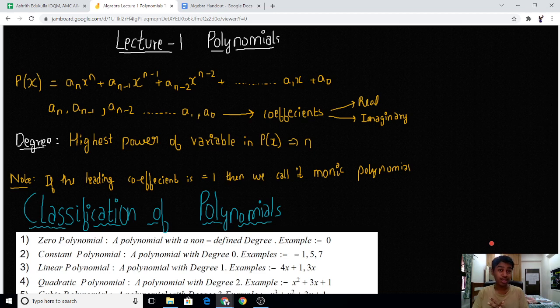And this whole course has approximately 18 into 3, 54 lectures. So every day you're going to get 4 lectures. Each lecture is going to be 30 minutes, one for the theory, one for the basic problem solving, one for the advanced problem solving, and one is AIME, AMC, and IOQM previous problem solving.